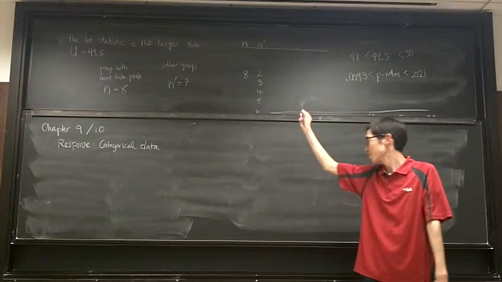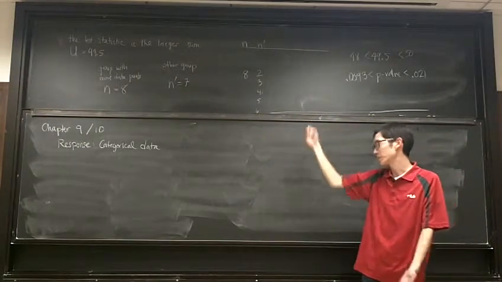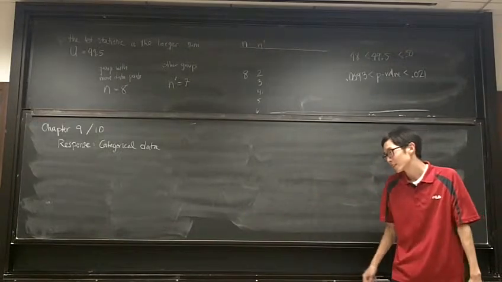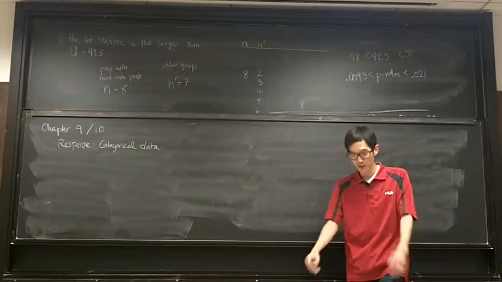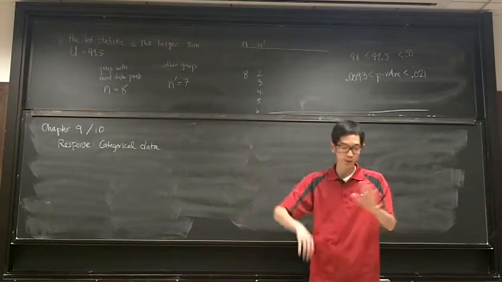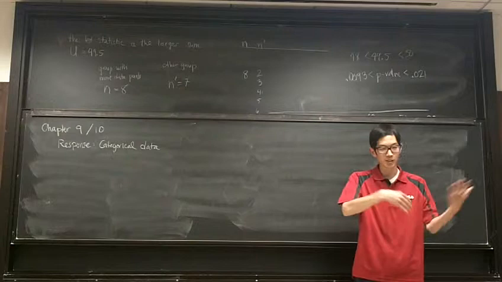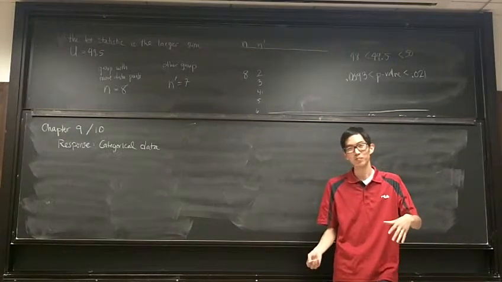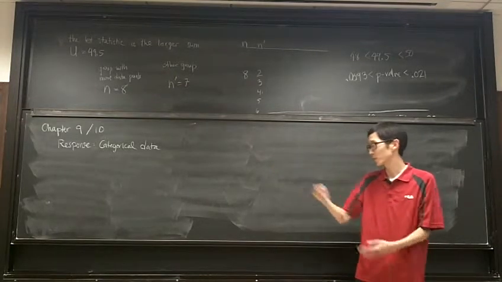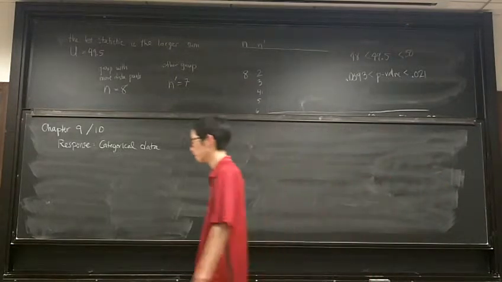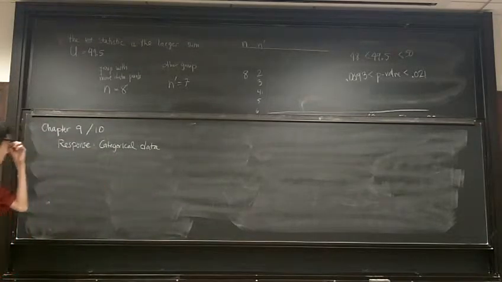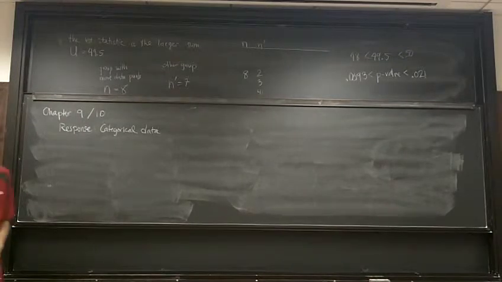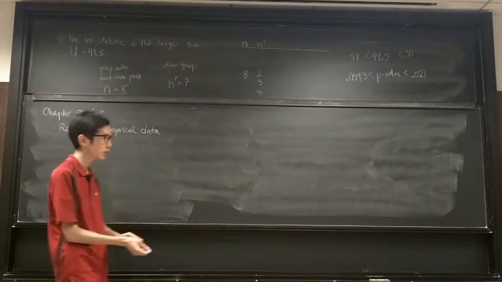But anyway, now our response is categorical data. So things like gender, men and women, or political attitudes, or ethnicity, or if we're talking about vehicles, make and model. We're dealing with categorical data. In chapter 9, we are introduced to something called the chi-squared test, the chi-squared goodness of fit test.